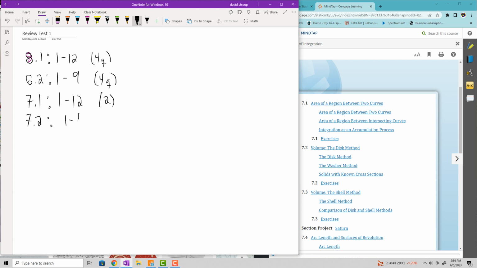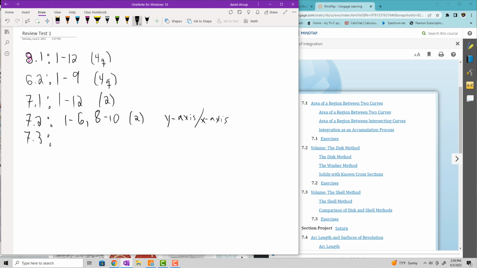7.2, questions like 1 to 6, and then 8 to 10, and I'll pick 2 of those. These will be Y or X-axis rotations only. If you remember, there's shifted axis rotations. I'm not going to include those on the test.